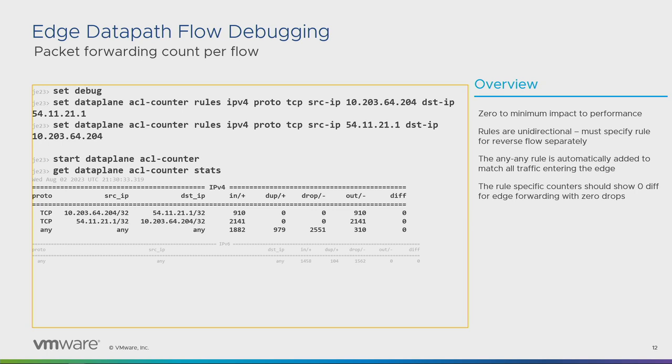And it's a unidirectional rule, so if you want to see the reverse flow, you have to set the reverse flow. What this will give you is the number of packets matching that flow coming in and the number of packets matching it that leaves, right? So if any packets are dropped, you will be able to see it through this method.